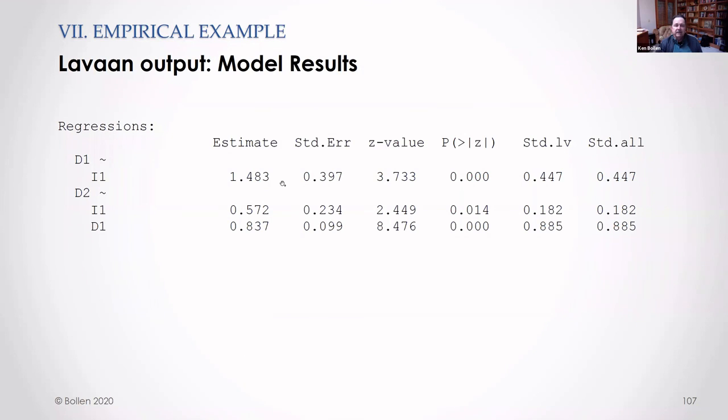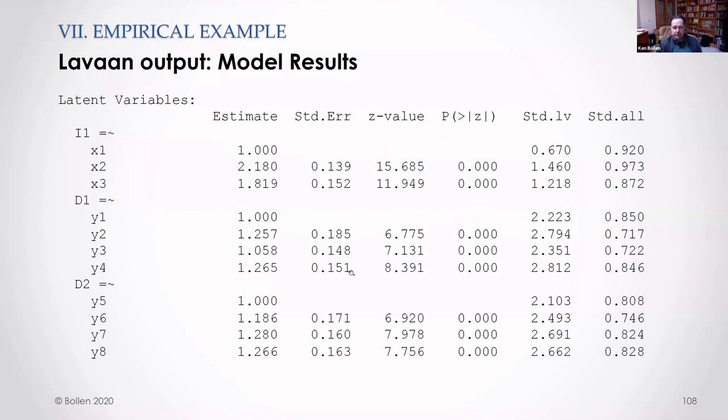Here is the latent variable equation. So we're going to get the impact of industrialization on democracy at that first wave. We got a standard error, a z-value, a p-value. We have a standardized coefficient. And this is democracy at the second wave, regressed on democracy at the first wave and industrialization. So we got that output.